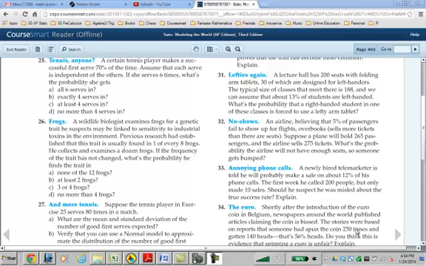Chapter 17, number 26. So what's going on here? P, the probability that a frog has the trait, is 1 out of 8, or 0.125. N is a dozen frogs, okay? And now we're told the frequency doesn't change.